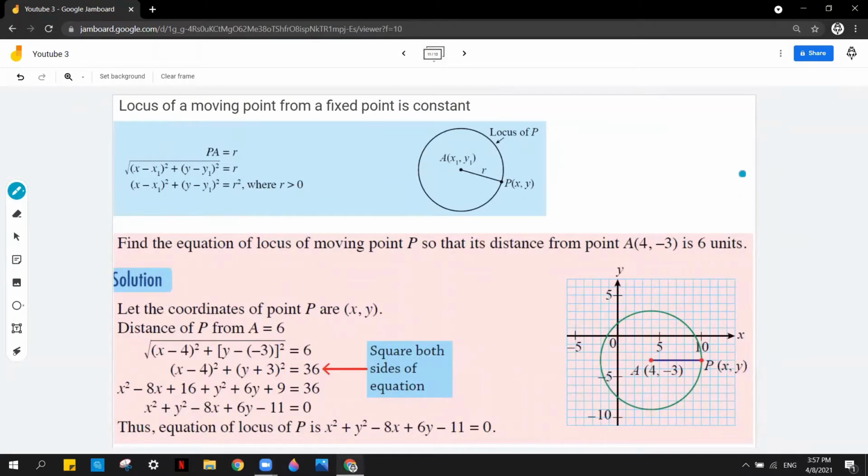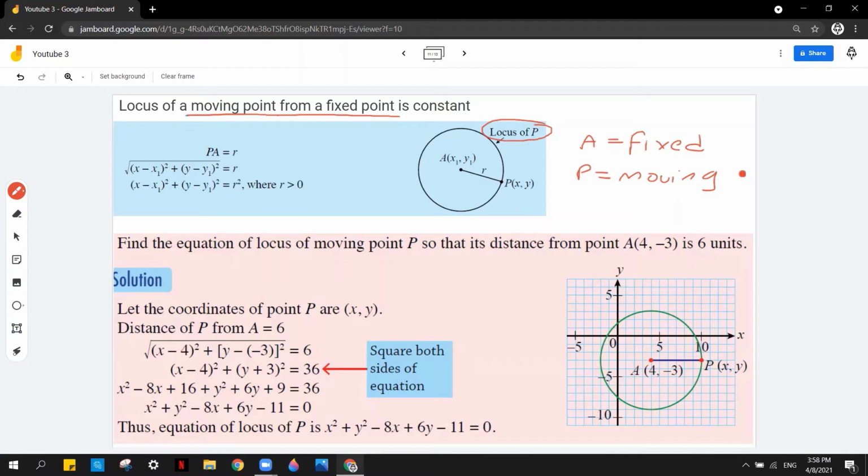So first, locus in our discussion here is a moving point. Okay, let's take note of that. A moving point from a fixed point. That means if you notice here, A is fixed, and P here is the moving point. So when you see that, this is actually forming a pathway, which is a circle, and we label them as locus of P or the movement of P. That's how we understand them.